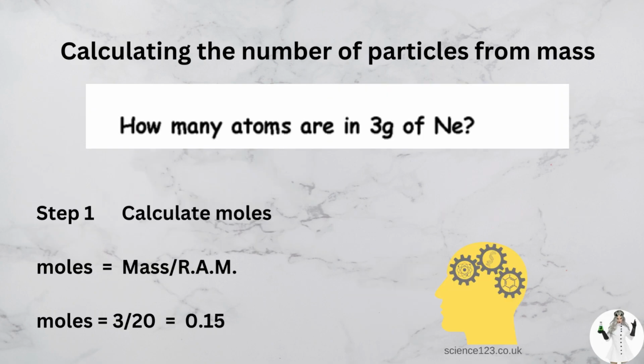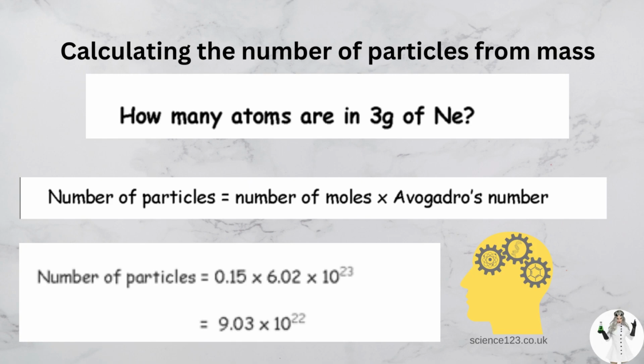So in this example, to find the number of atoms in 3 grams of neon, we first need to calculate the number of moles, which is the mass of 3 grams, divided by the relative atomic mass of neon, because neon is made of individual atoms. Now we know the number of moles, we can go ahead with step 2 and calculate the number of particles, which is just the number of moles from step 1 multiplied by Avogadro's number.